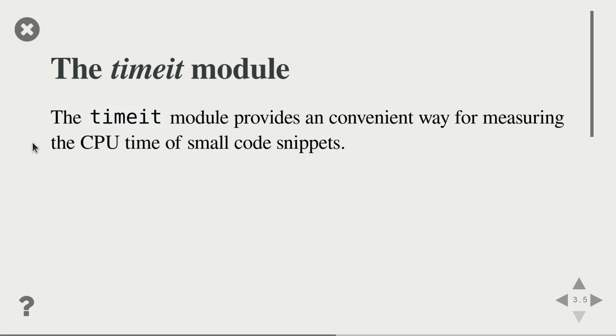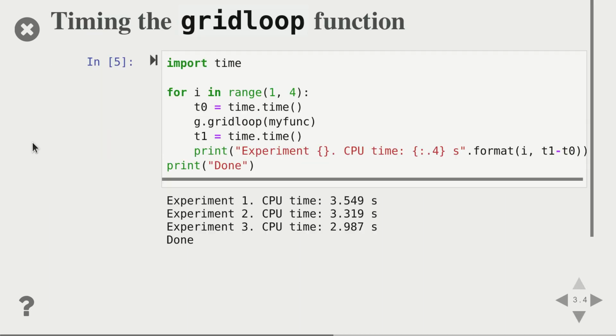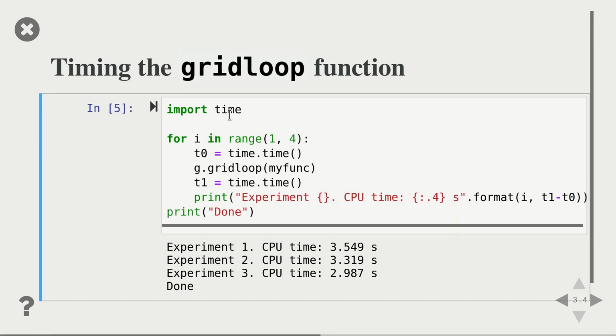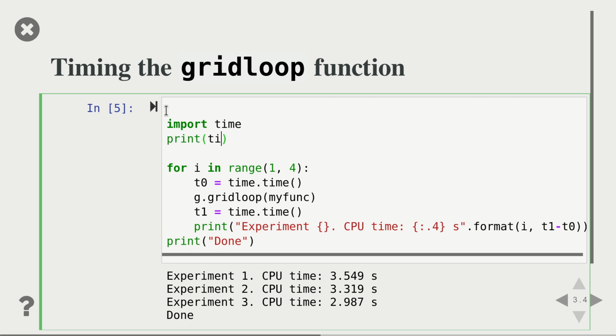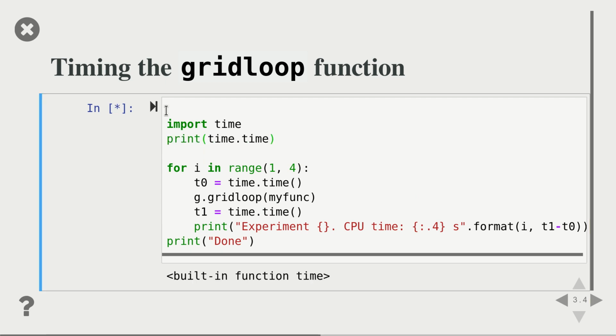So timeit I will explain in a second. Time is a module that gives you access to the current clock time and the date and so on, and this is what I use here. So we should probably do that. If you just do print time.time, let's see what we get.